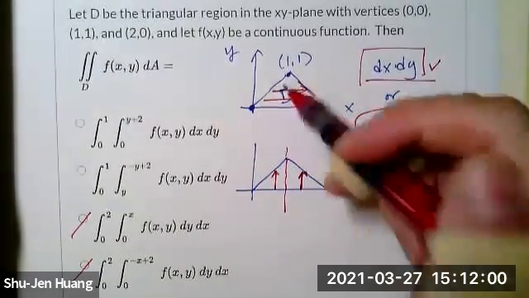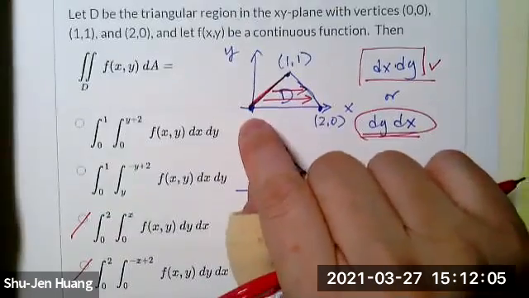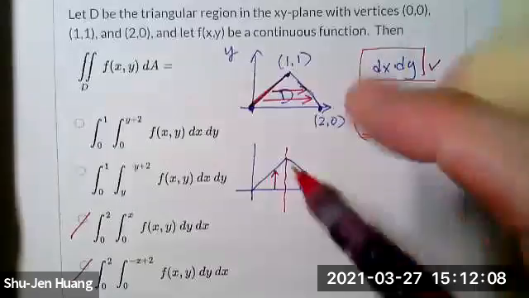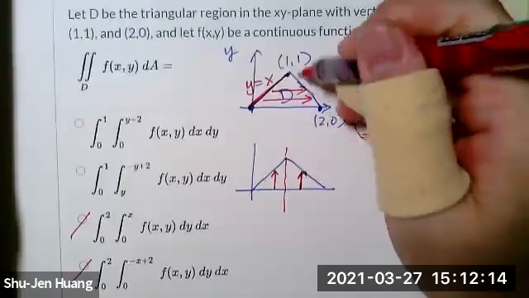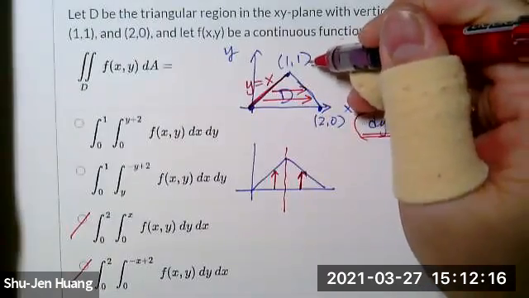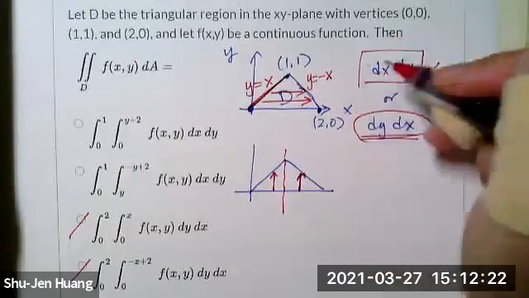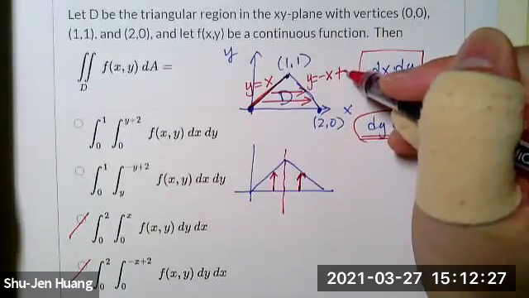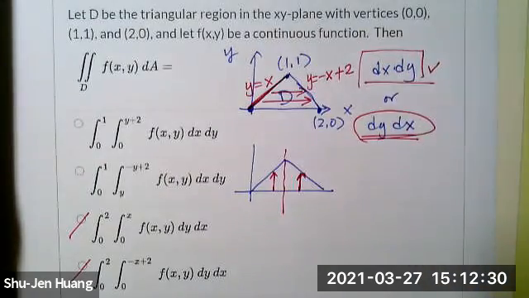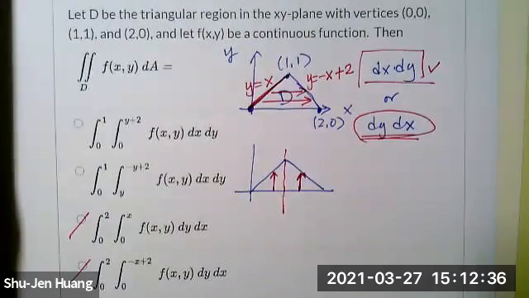So now we need to determine what's the function here. The line is passing through the origin (0, 0) and (1, 1), so this is the equation y equals x. And the other line here on the right passes through the points (1, 1) and (2, 0), so the slope is -1, and it's y equals minus x plus 2. You determine the slope and use one of the points to determine the intercept here. Are you okay with the two line equations we got here?